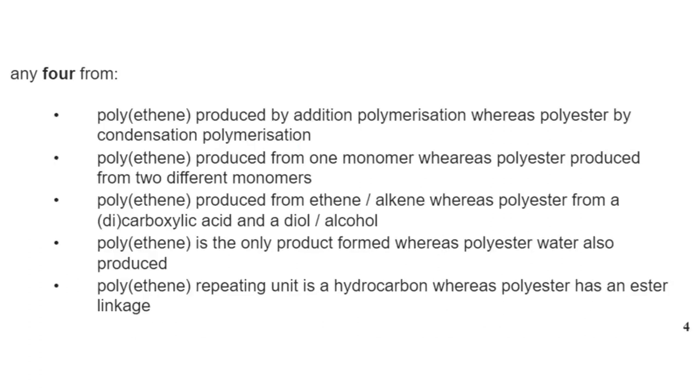Polyethene is produced by addition polymerization, whereas polyesters are condensation. Polyethene only contains one monomer, ethene, whereas polyester contains two. That would be the carboxylic acid and the alcohol. Polyethene is produced from ethene, an alkene, whereas polyester, that's just what I said, a diol and a dicarboxylic acid. Polyethene is the only product, whereas with polyester, water is removed in a condensation reaction. And yeah, they'd be the main things I would be saying there.